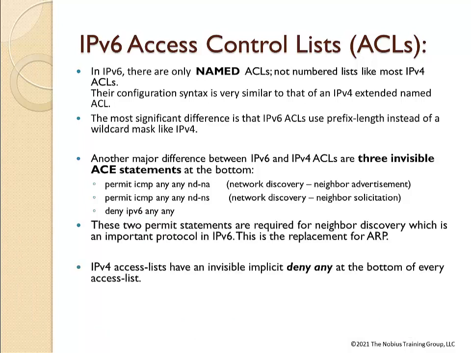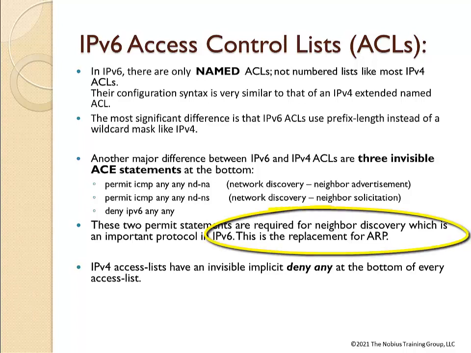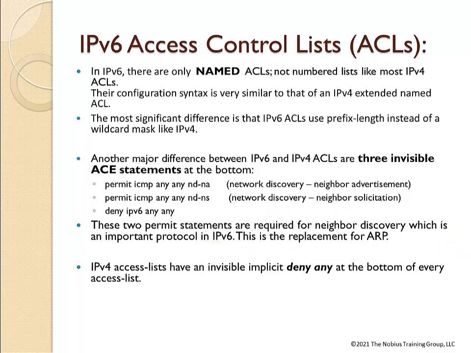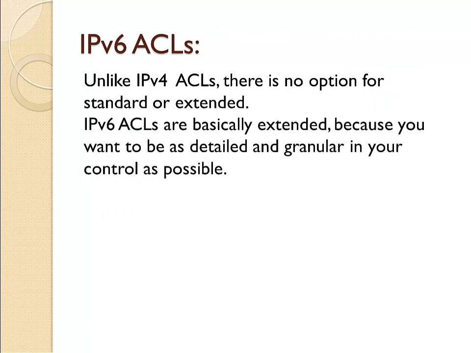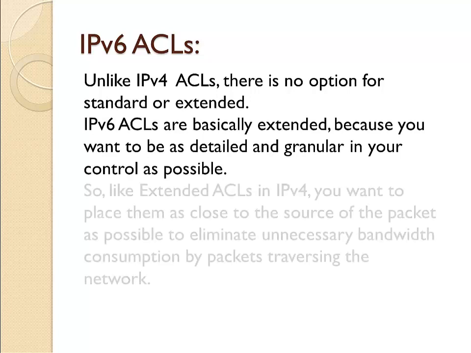These two permit statements are required for neighbor discovery, which is an important protocol in IPv6. This is the replacement for ARP, Address Resolution Protocol, which you know can be spoofed. IPv4 access lists have the invisible implicit deny any at the bottom of every access control list. Unlike IPv4 ACLs, there is no option for standard or extended. IPv6 ACLs are basically extended because you want to be as detailed and granular in your network control as possible.